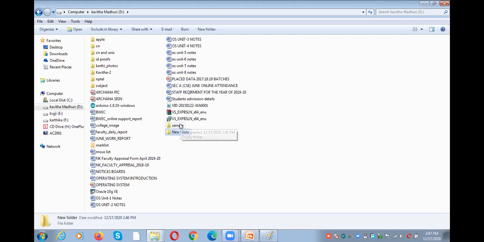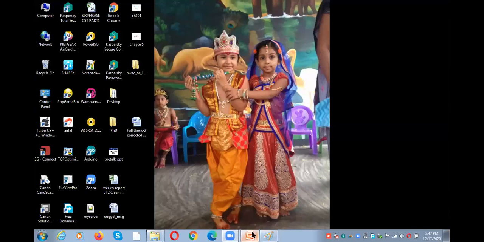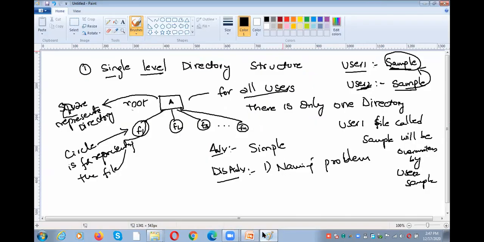The first file is a sample, and I try to make the second file with the same name, sample, but I could not make it possible. Why? Because in the same directory, we cannot create two files with the same name. So that is the first problem, called a naming problem.